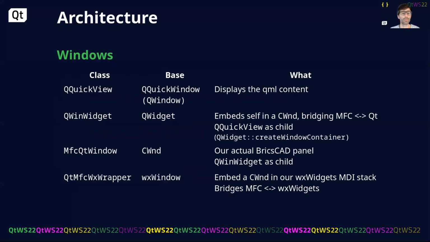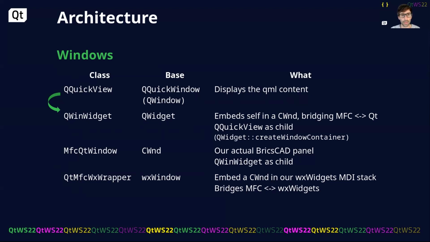A bit more detail. This is more detail, I think, than is interesting in this presentation, but it is interesting to see the order of embedding that we have here. We have a quick view, and this quick view is embedded in a QWinWidget, because a quick view is actually a QWindow. It wants to be a window, a separate thing on your desktop, but you can actually embed a window into something else. So we embed the window into our QWinWidget, the component from the WinMigrate project, which provides the link to MFC.